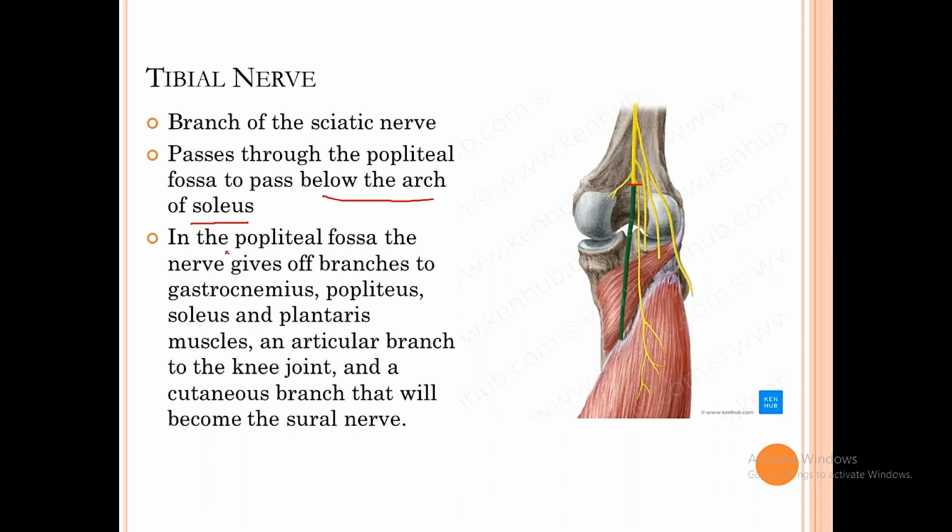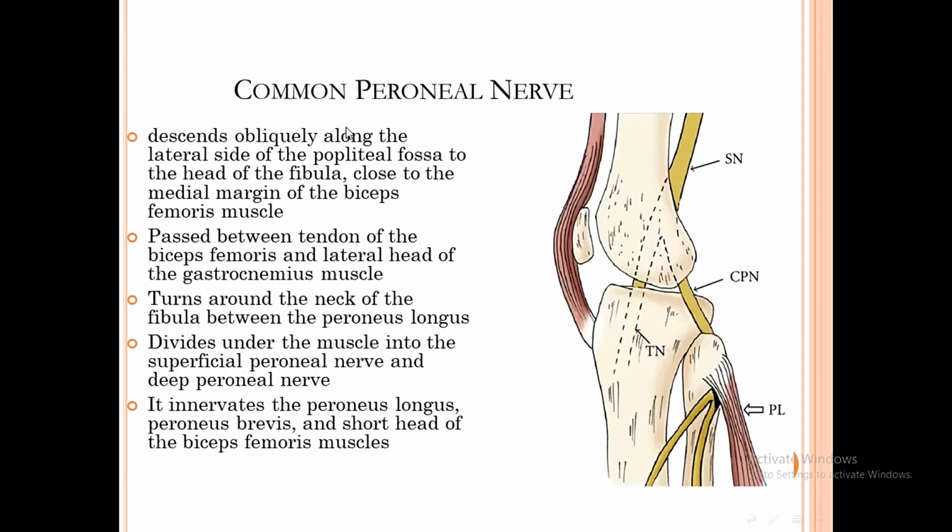So in the popliteal fossa, it gives branches, goes to the gastrocnemius, and then it's passing to the popliteus, soleus, and plantaris muscles, and also an articular branch to the knee joint. The cutaneous branch becomes a sural nerve. So here you can see the branches that go in the popliteal fossa. All are the branches coming from the tibial nerve, and tibial nerve itself is a branch of the sciatic nerve.